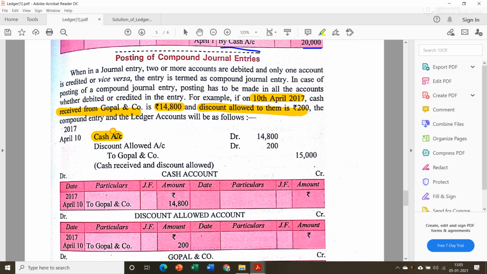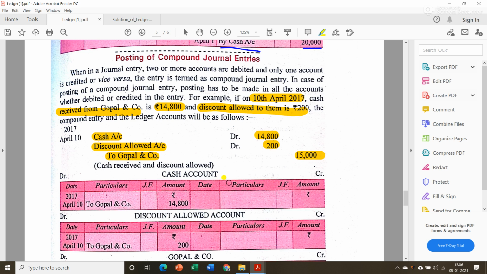We received cash from him, so according to the real accounts rule, debit what comes in. So cash account is debited. Then we allowed discount to him, and according to the nominal accounts rule, debit all losses and expenses. So discount allowed account is also debited. Then who is the giver of cash? Gopal. So we will write to Gopal and Company rupees 15,000.